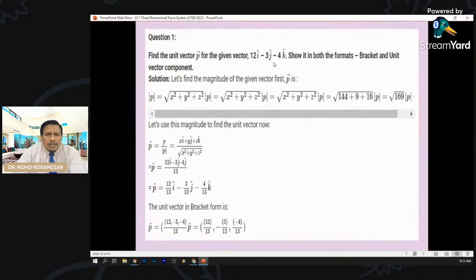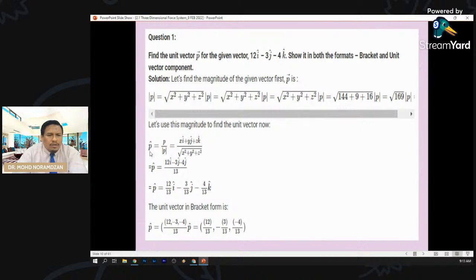The magnitude of this is 12 squared is 144, 3 squared is 9, 4 squared is 16. If you have a negative and you square it, it becomes positive. The square root of 169 is 13. So how do we convert this vector to the coordinate form?